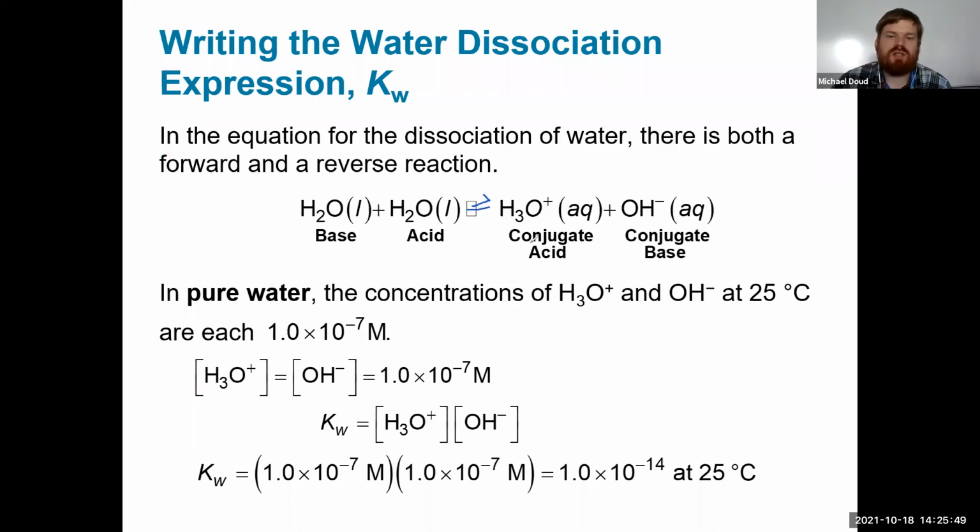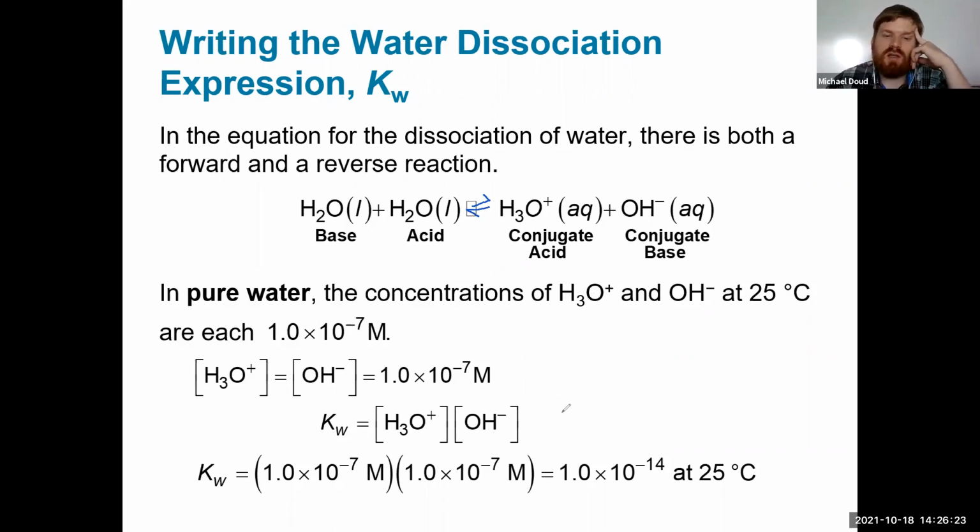Now, this reaction is a very special reaction called the water dissociation reaction. So this gets to equilibrium. And because in pure water, all you have are the water molecules, you know that the concentration of hydronium ion has to equal the concentration of the hydroxide ion. And we can measure that, in fact. And when we do, we find out that in pure water, at 25 degrees Celsius, the concentration of both hydronium ion and hydroxide ion are 1.0 times 10 to the negative 7th molar.